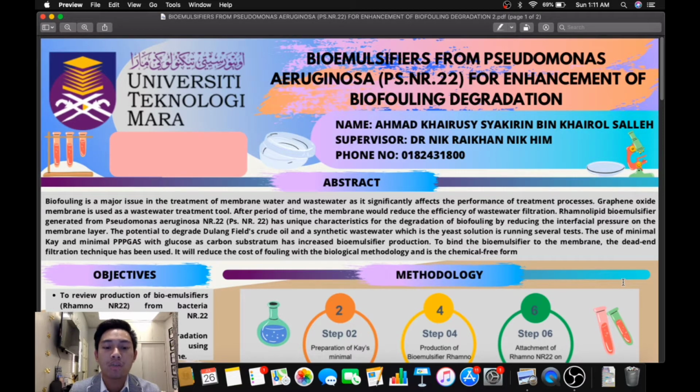The potential to degrade Dulang fused crude oil and a synthetic wastewater, which is the yeast solution, is run in several tests. The use of a minimal case and minimal PP gas with glucose as carbon substrate has increased bioemulsifier production. To bind the bioemulsifier to the membrane, the dead-end filtration technique has been used, and it will reduce the cost of fouling with the biological methodology, and it's a chemical-free form.